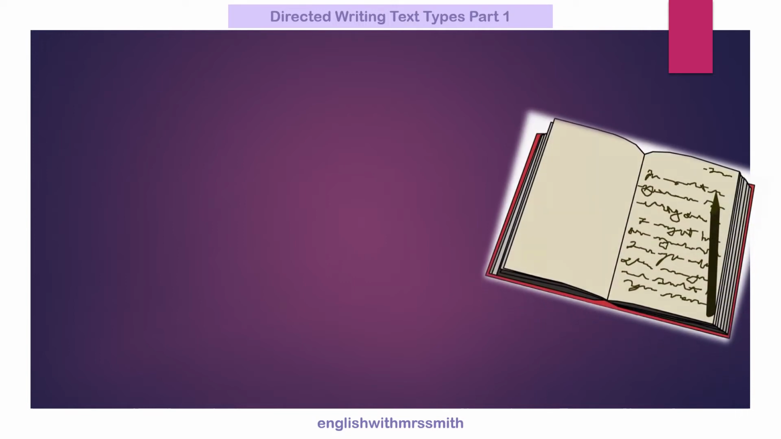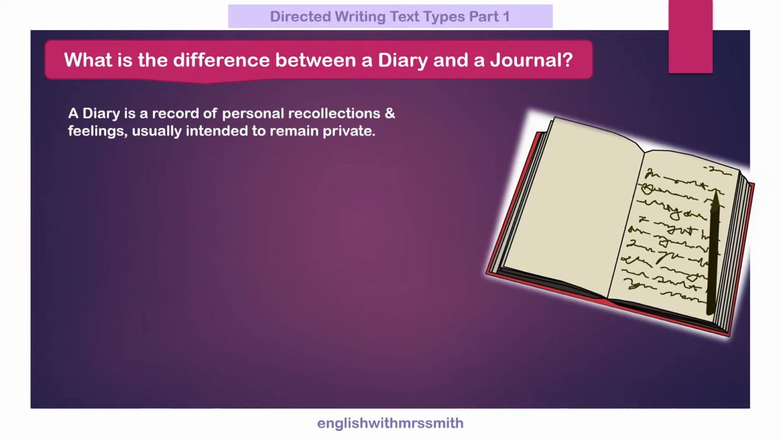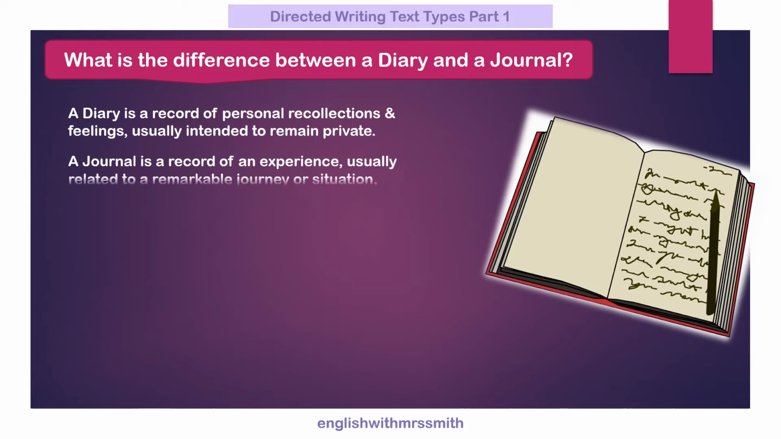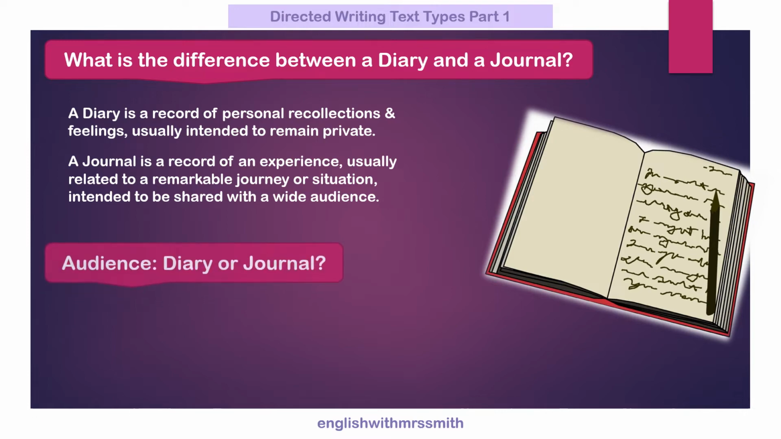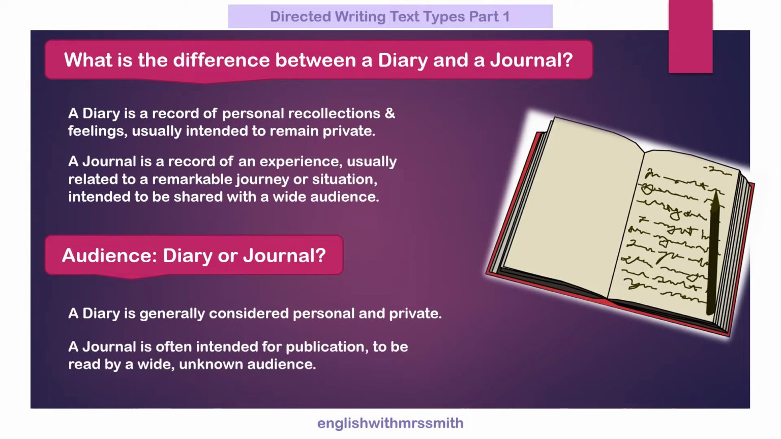Many students ask, what is the difference then between a diary and a journal? A diary is a record of very personal recollections and feelings. It's intended to remain strictly private, written very often in abbreviations or in a very informal language, sometimes in fragments, whereas a journal is a record of an experience, usually related to something remarkable, a journey or an extraordinary situation. It's intended to be shared with a wide audience, and it's often intended for publication, so the language is far more formal.